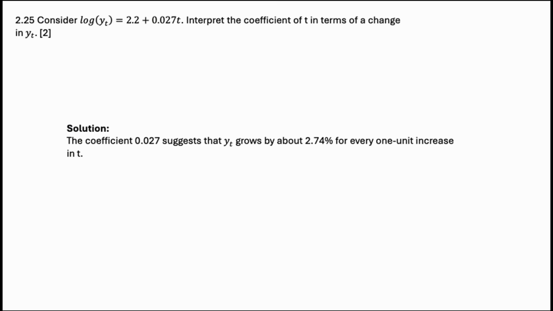Okay, and so consider log of y of t equals 2.2 plus 0.027t. Interpret the coefficient of t in terms of a change in y of t. The coefficient of 0.027 suggests that the dependent variable in year t grows about 2.74% for every 1 unit increase in t, or time. Pretty simple.